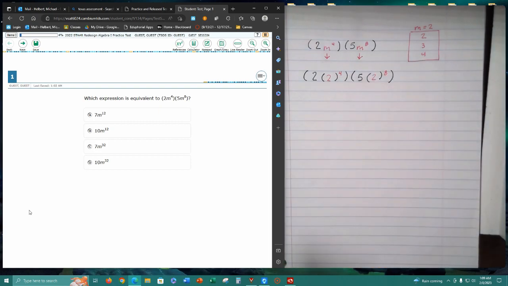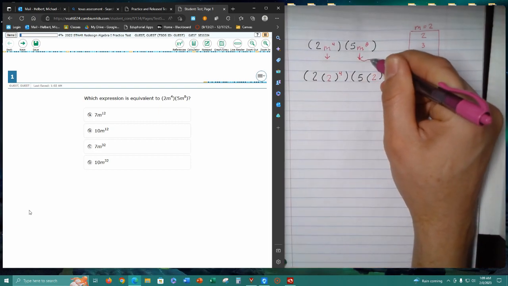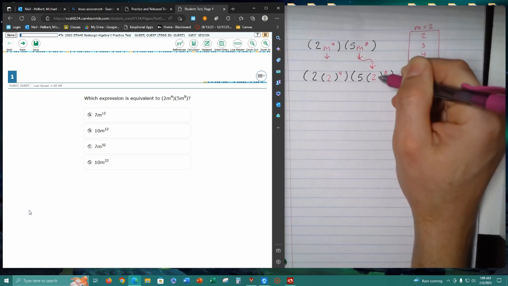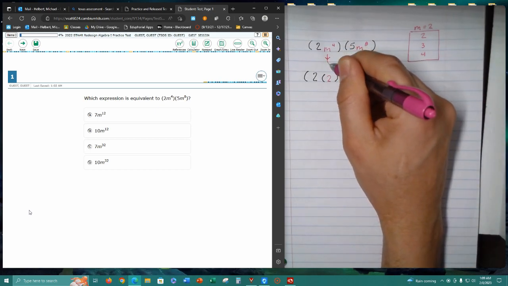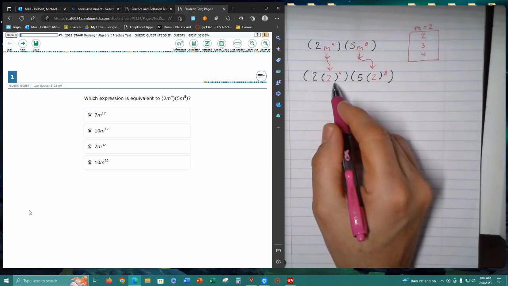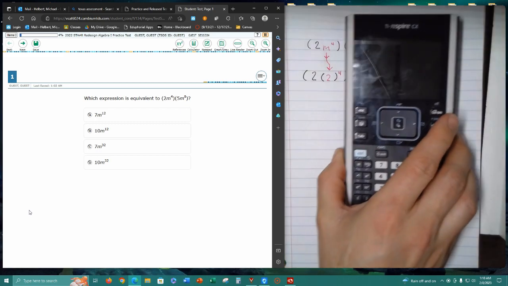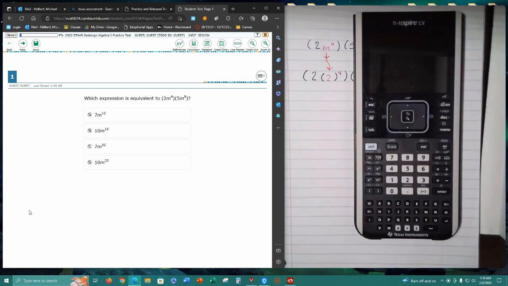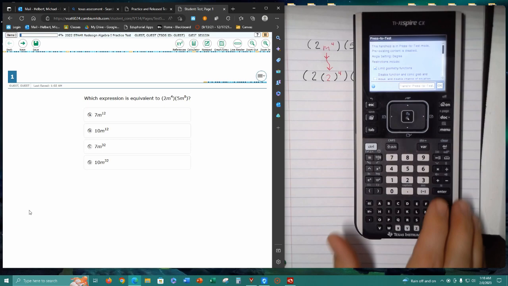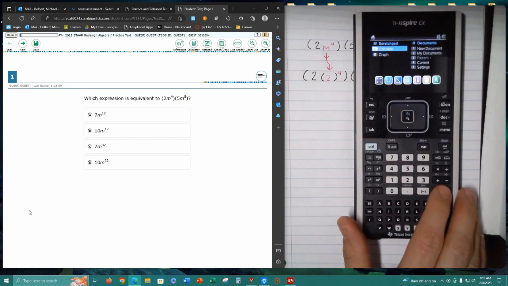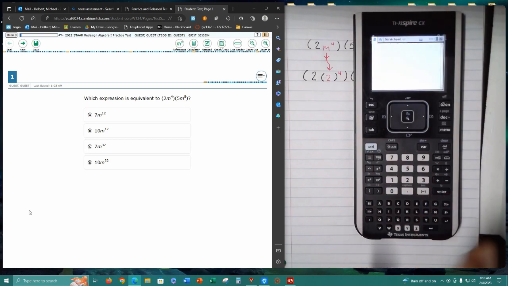So what I want you to notice is I simply took this m and replaced it with a set of parentheses, and put a 2 in place of m. And now I'm going to evaluate it real quick in my calculator. So I'm going to bring my calculator over, turn it on, go to calculate mode, and type this in now.